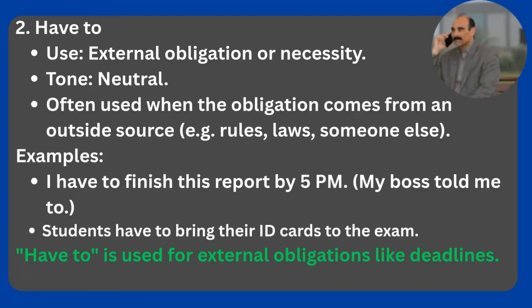In this sentence, the correct option is have to. Where do we use have to, and what's the difference between have to and must? We use have to when the obligation is external or when it is a necessity. The tone of using have to is neutral. We often use have to when the obligation comes from an outside source, for example, rules, laws, or someone else.